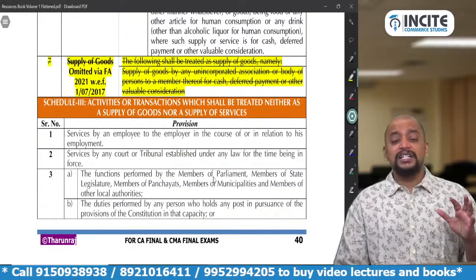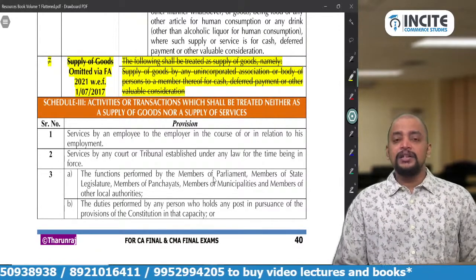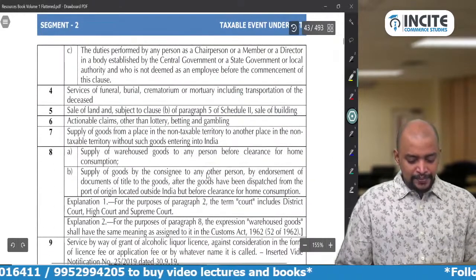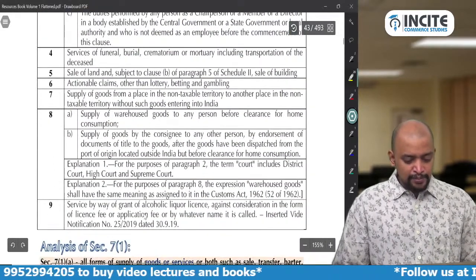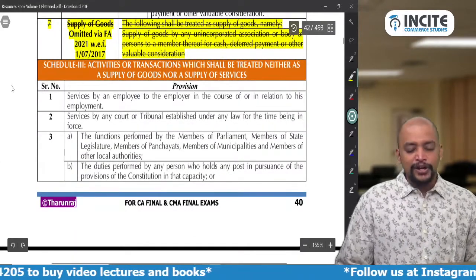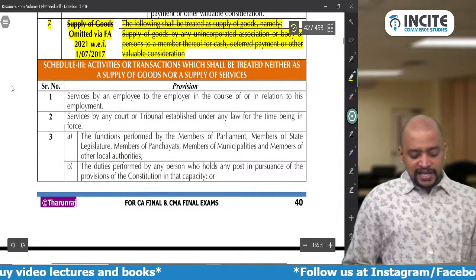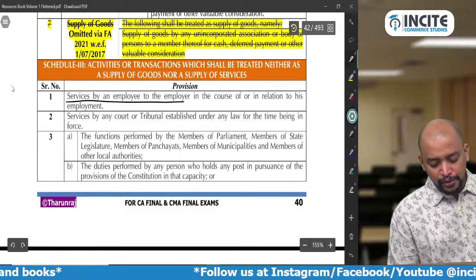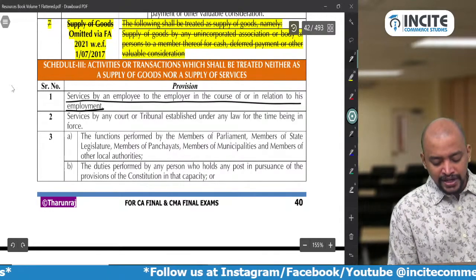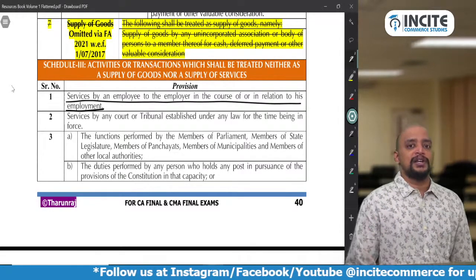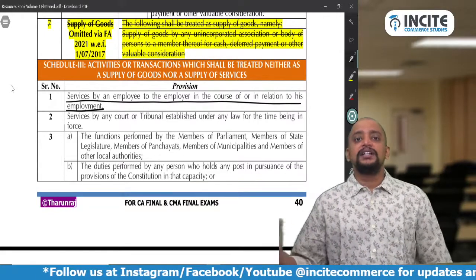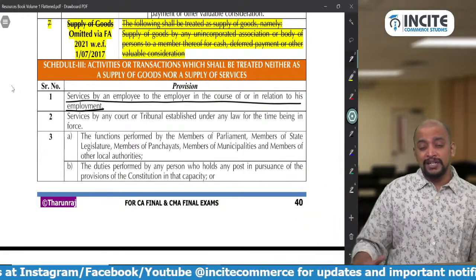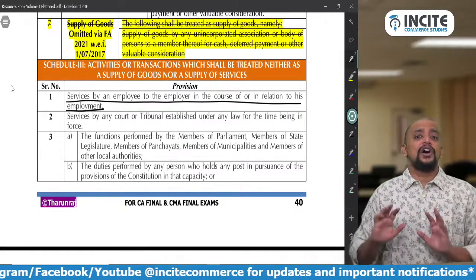Schedule 3 is activities which will not be treated as supply. There are certain activities which will never be regarded as supply. In that, you take employee to employer. So point number 1: services by an employee to employer in the course of or in relation to his employment is excluded from supply. It is not treated as supply.